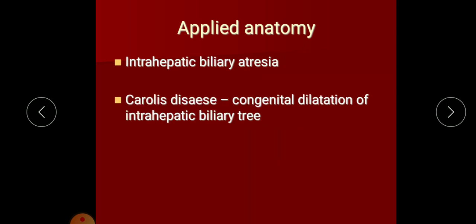Then you have to remember intrahepatic biliary atresia. That's a very serious anomaly. Very commonly it leads to the death of the baby, or otherwise the baby has to go for a liver transplant. It is one of the very serious anomalies, intrahepatic biliary atresia. Next is Caroli's disease. Caroli's disease is a congenital dilatation of the intrahepatic biliary tree. So this much about the development of the liver you can remember.